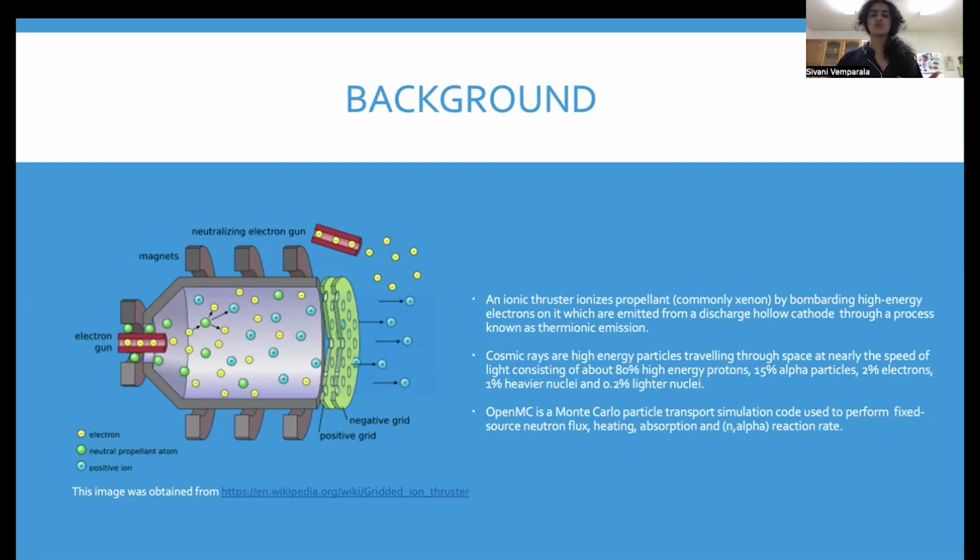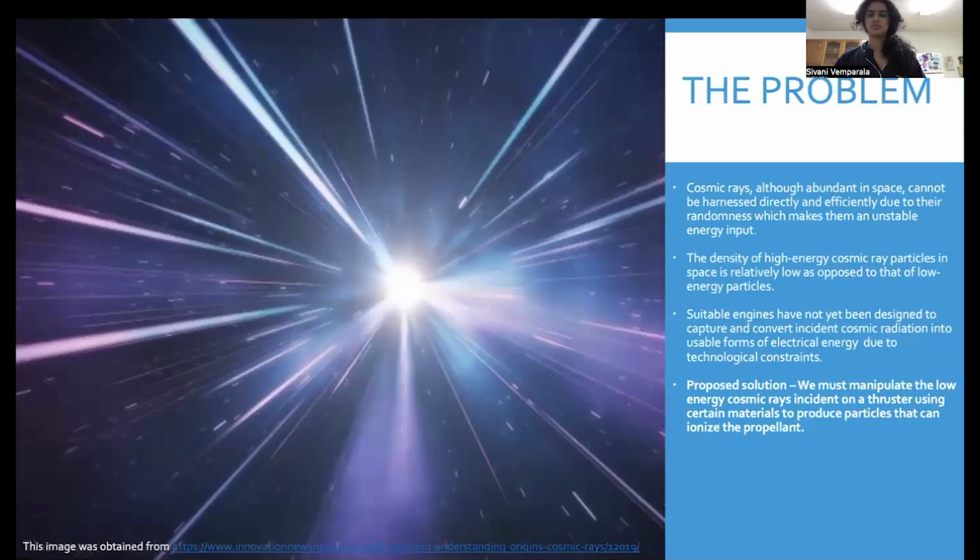So the composition of cosmic rays has been given on the slide and is crucial so that my model can be tallied as per it. Now, I will be using OpenMC, as I've stated on the previous slide, to run suitable parameters on neutron flux or heating or absorption to produce data that can help me calculate the thrust that my engine model can generate. So what is the research problem?